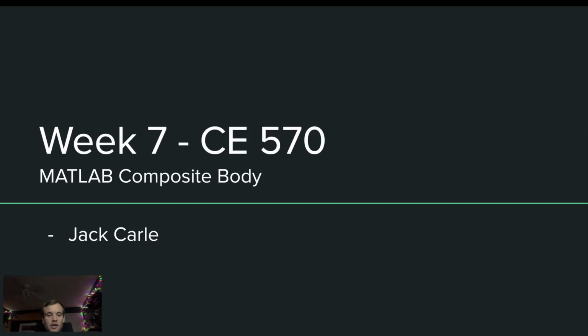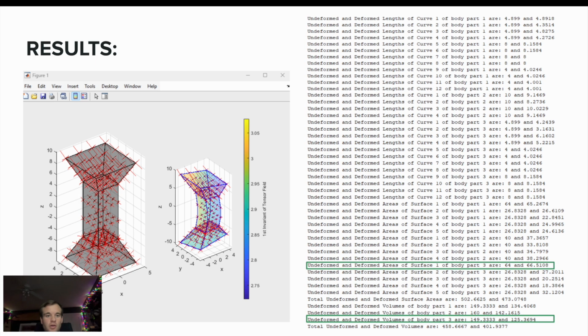Hi, I'm Jack Carl, and this is my Week 7 MATLAB composite body project. We deal with solving for a deformed area and volume based on a defined deformation map. I like to start with my results so you can see my geometry and see what we're working towards.